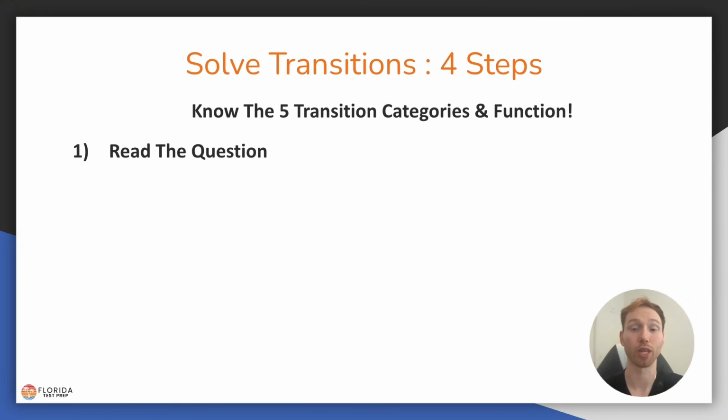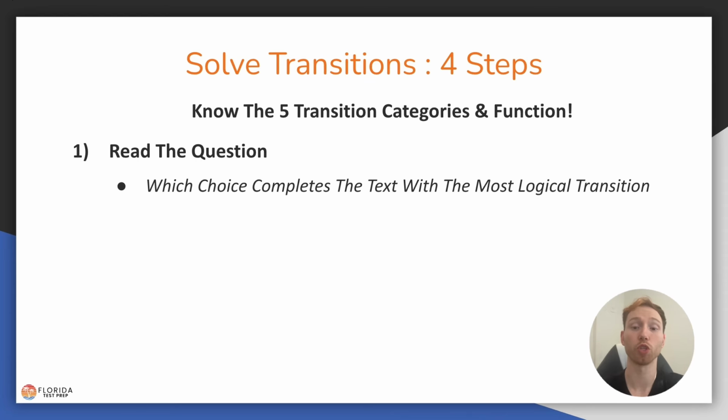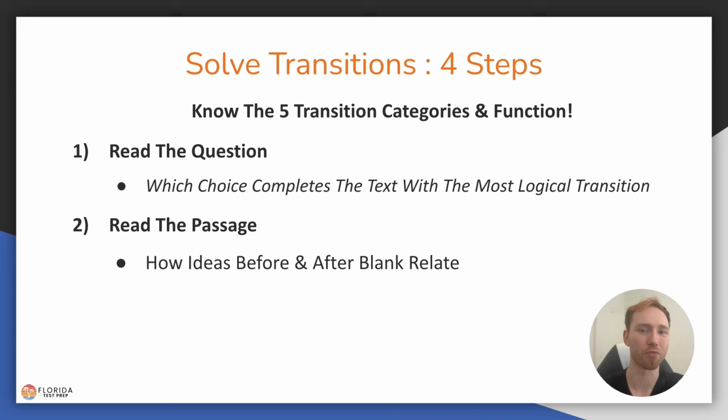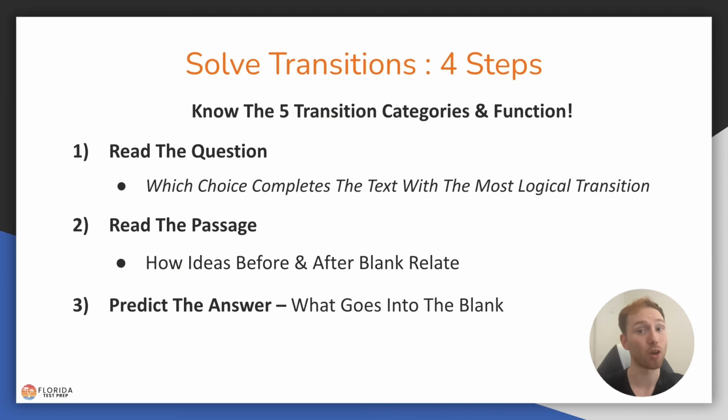So the first step is to read the question. It's always going to ask you which choice completes the text with the most logical transition. Then you want to read the passage. You want to think about how the ideas before and after the blank relate. So is it idea 1 to idea 2? Is it cause and effect? Is it general to specific? And so on. And this will help you predict what transition you would put in the blank before looking at the answer choices. Then when you look at the answer choices, you want to go ahead and confirm your answer.